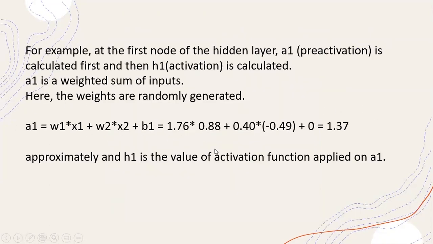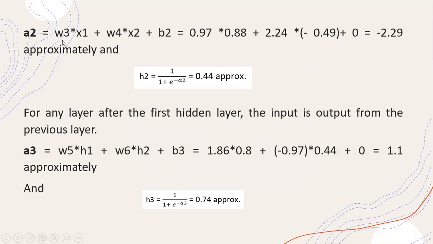A1 is calculated through W1 into X1 plus W2 into X2 plus B1. By taking these values, we have calculated the answer A1. Then A2 in the same way is calculated as W3 into X1 plus W4 into X2 plus B2, and we've got an approximate answer. Now to calculate H2 or H1, we use the sigmoid activation function.